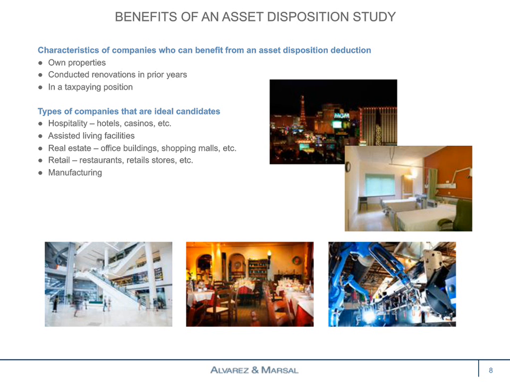And then as we move right to left, it's a photo of a manufacturing facility. Next to that is a restaurant. You can think about restaurant chains, for example, thinking about all the different renovations that may occur. And last, all the way to the left, is a shopping mall. So again, this is not an exhaustive list here. It's not to say if your company is not on this list that they can't take the benefit. This is just to highlight the companies that we would expect to see more often than not want to consider an asset disposition study.